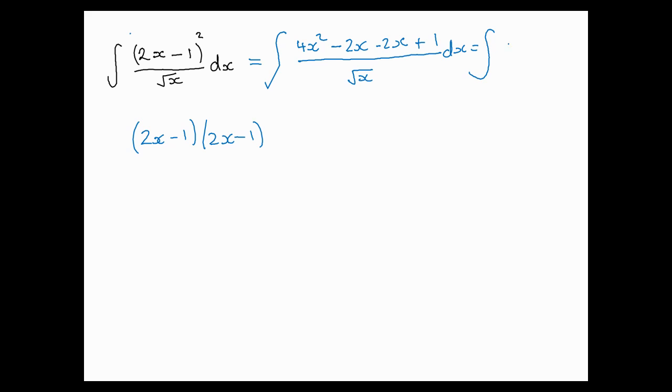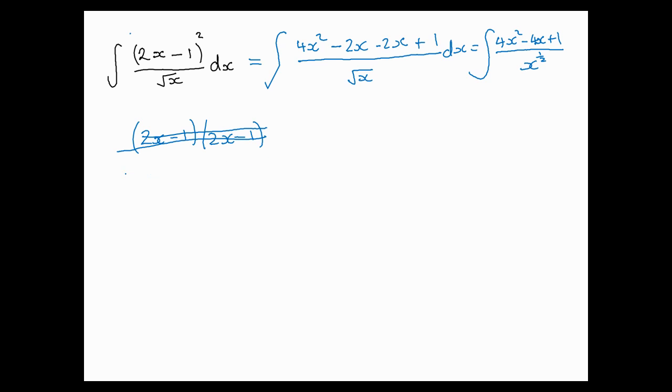Simplifying becomes the integral of 4x squared minus 4x plus 1 over, and let's rewrite the square root of x as x to the power of a half, because that's what it is. X to the power of a half. Okay, we get rid of this. We don't really need this anymore.